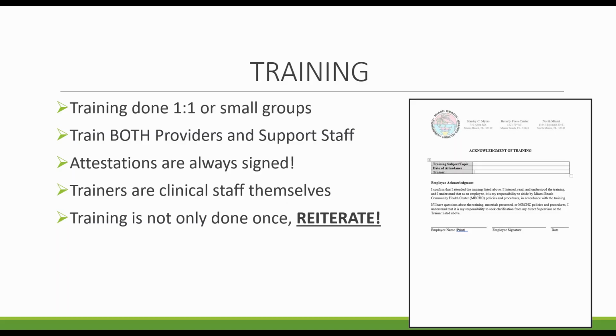So, training. Our training was done on a one-to-one basis or in small groups. Nothing bigger than that, because I wanted to make sure that everybody had the opportunity to ask as many questions as possible, and that they felt comfortable. The bigger the group, I've noticed with trainings, the more difficult it is to get in touch with everybody and really make sure that they understood. We trained both the providers and the support staff.